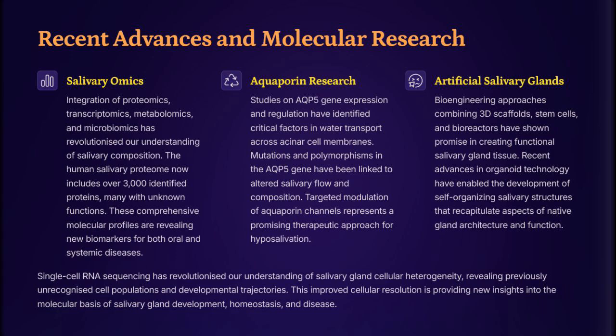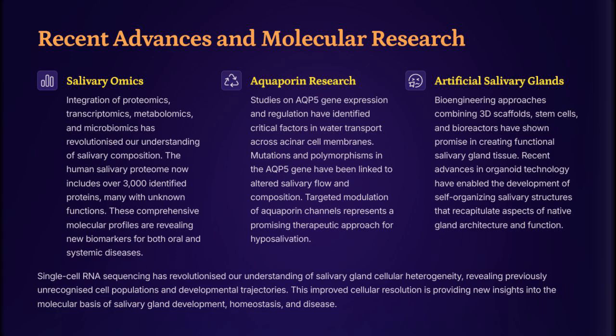Meanwhile, bioengineers are building artificial salivary glands using 3D scaffolds, stem cells, and organoid technology. These lab-grown mini-glands are starting to mimic real salivary tissue in structure and function, and could eventually be used to restore saliva production in patients with irreversible gland damage.